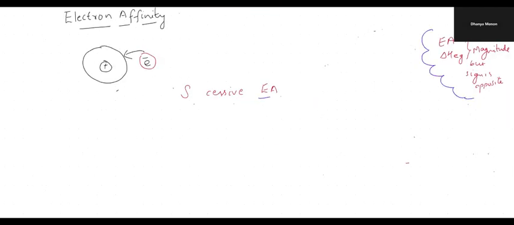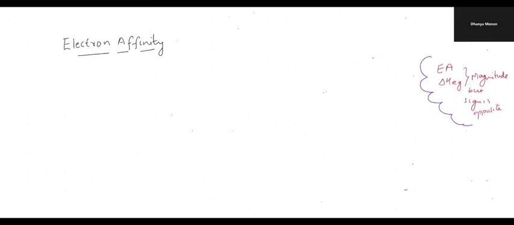This is our topic. So factors that affect electron affinity. Okay, first one is size.